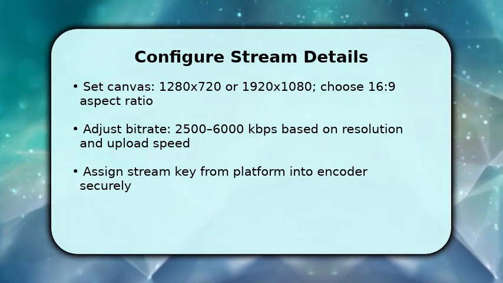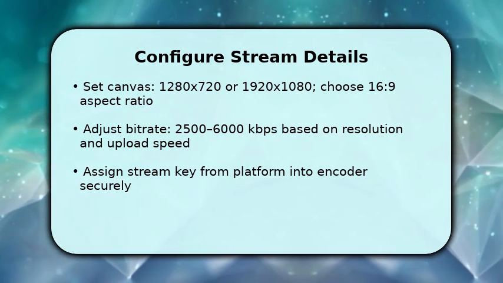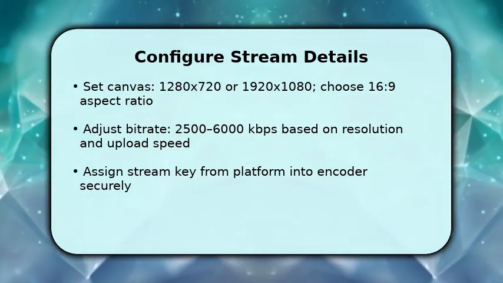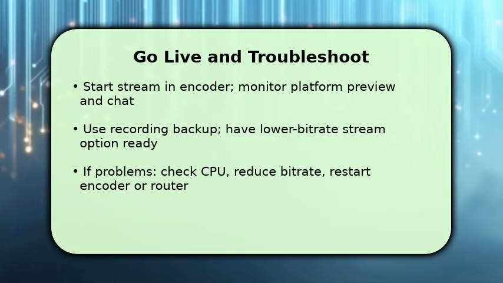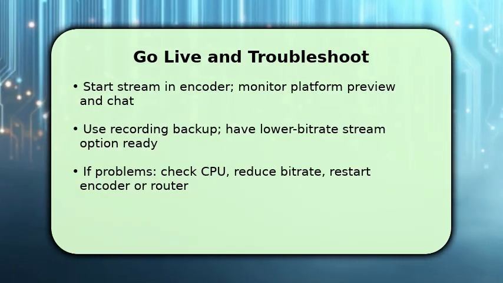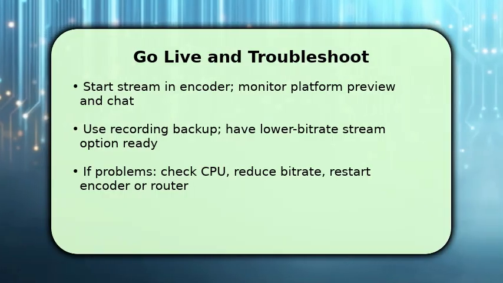Hit start streaming in your encoder and watch the platform preview and chat to confirm delivery. Keep a local recording running as a backup so you have content if the stream drops. If viewers report quality issues, switch to a lower bitrate preset or a 720p canvas to reduce strain.